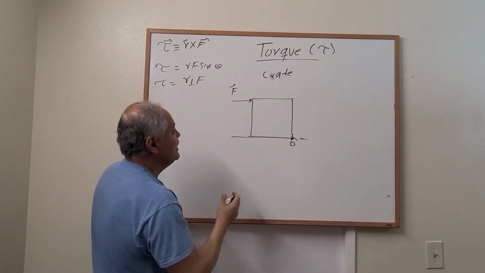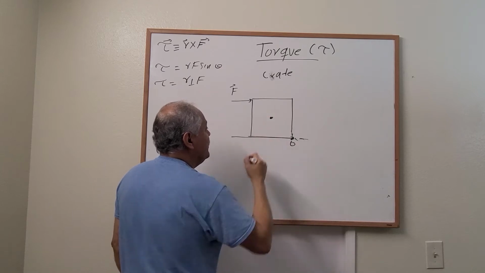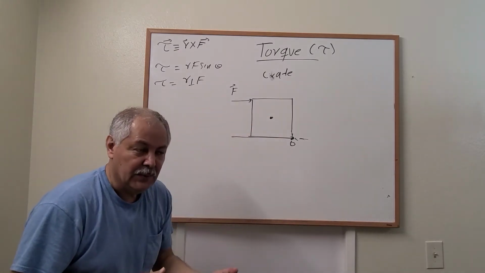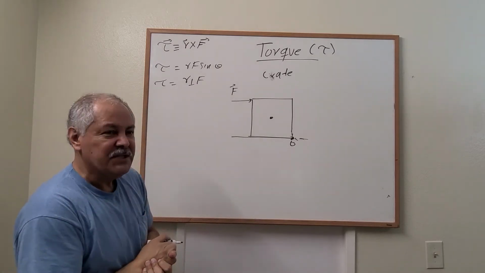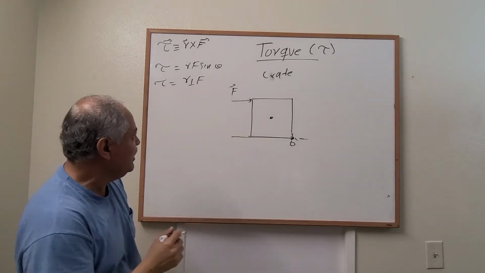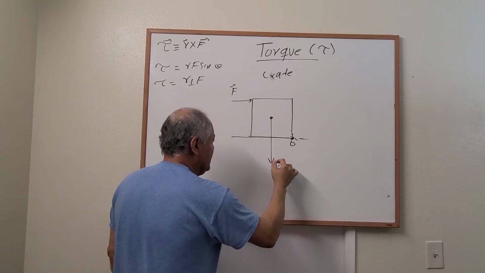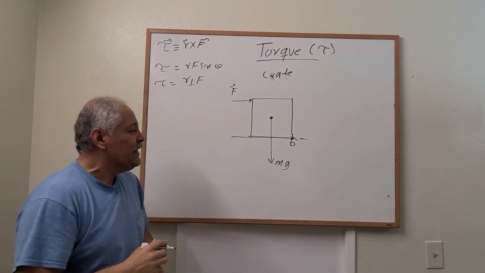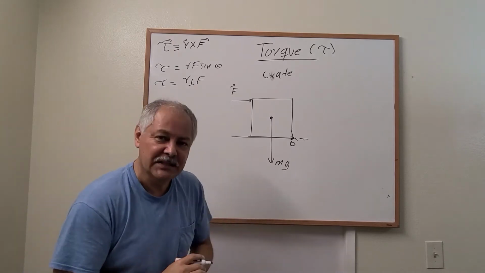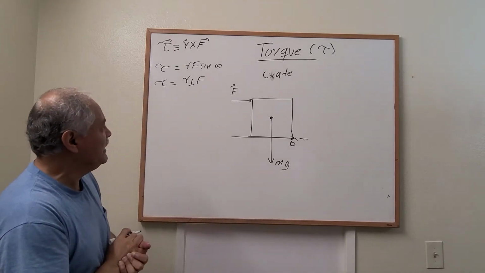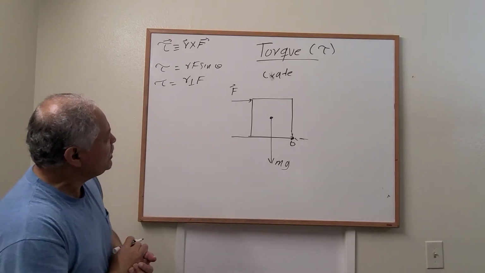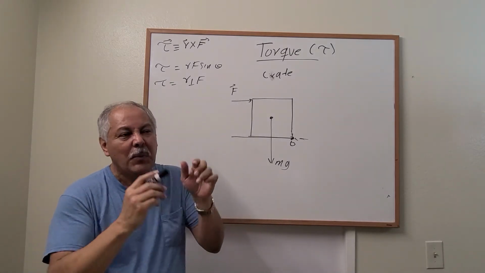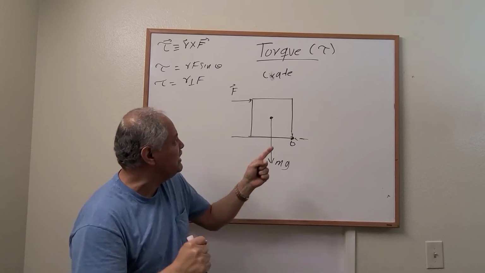What about the center of mass? The gravitational force is represented at the center of mass, which is at that point. So we have another force, which is mg. These are the only two forces that can produce torque in this example. Okay, perfect. Now, let's see what should be the force required to barely rotate this crate.